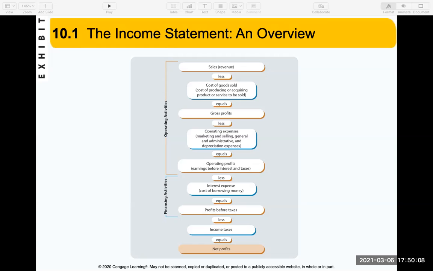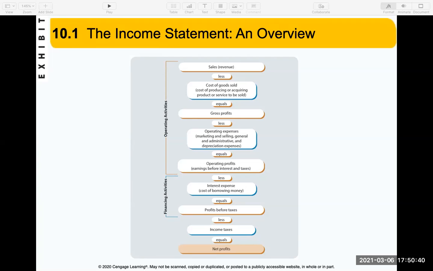So here I go. Within the financing activities, we have interest expense. This is interest accrued from any loans that we have in regards to operating. So if we took out any loans to produce the units or pay for marketing or rent or anything like that, the interest accrued would be here. We subtract that from our operating profits and we get our profit before taxes. Profit before taxes subtracted by the taxes of the state equals the net profits.